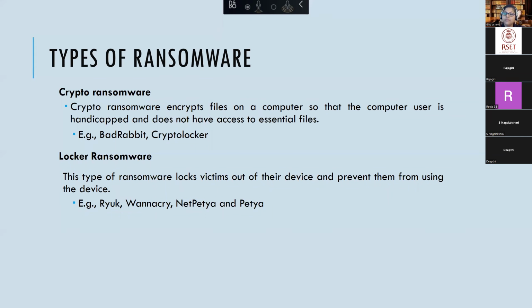Crypto ransomware is the kind of attack which only encrypts the files. Bad Rabbit and CryptoLocker are examples of crypto ransomware, whereas locker ransomware is the kind of ransomware which locks the victim out of the device, which means it completely locks the system. It's not like it just encrypts the files; rather, it actually locks you out of the system. You will not be able to access the device. WannaCry, Petya, and NotPetya are examples of locker ransomware.